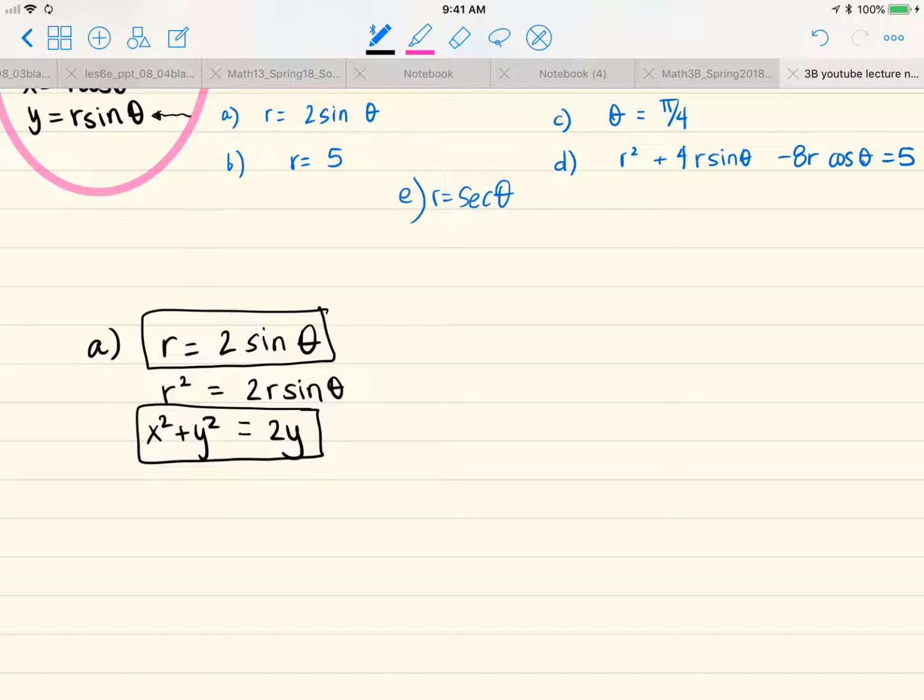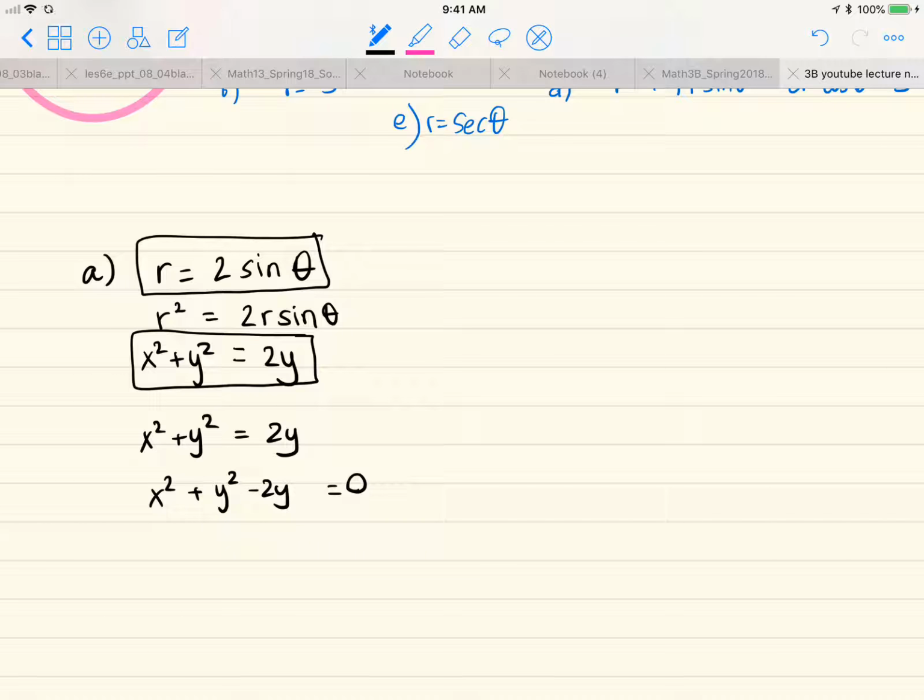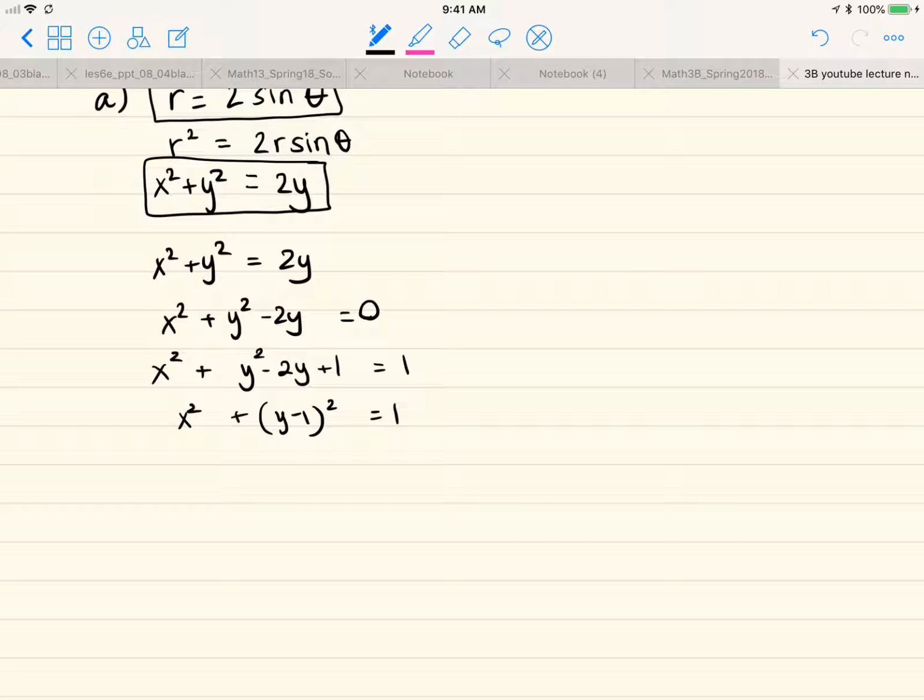So if we've got x squared plus y squared equals 2y, I can subtract to get x squared plus y squared minus 2y equals 0. And now it's time to complete the square. So I have y squared minus 2y plus 1 equals 1. And I've got x squared plus y minus 1 squared equals 1. This is the equation of a circle with a center at 0, 1 and a radius of 1.